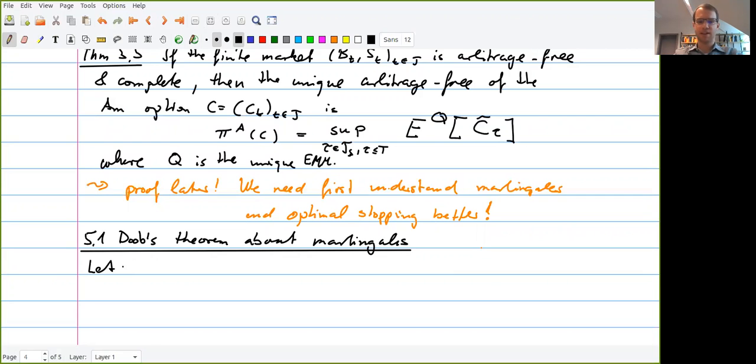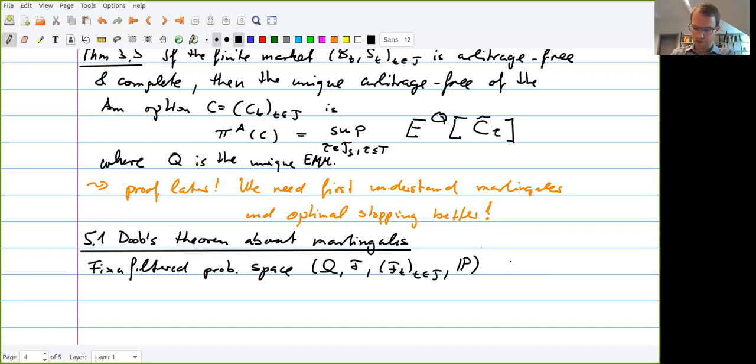Okay, we're almost done. So let me just briefly set up the settings. Now we fix a general probability space, and we want it to be a filtered probability space. This is not necessarily a finite space. Actually, the finiteness of the underlying space is only needed for the fundamental theorems of asset pricing. As we don't need them here, let's work with the general space.